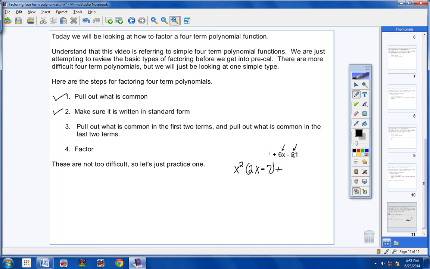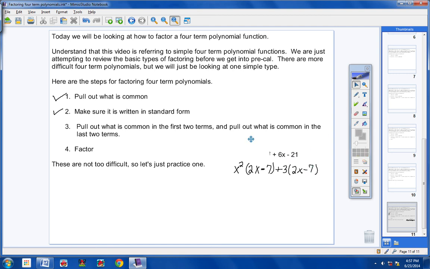And notice I have a 6 and a 21. Well, there is something that goes into both of those numbers, and the largest factor that goes into both of those numbers is 3. So I'm going to pull a 3 out. Now there is not an x in both terms, so I cannot pull any x's out. However, let's see what I'm left over with. Here I would have a 2x, and here I would have a negative 7. And let me show you why. 3 times 2x is 6x, and 3 times negative 7 is negative 21.